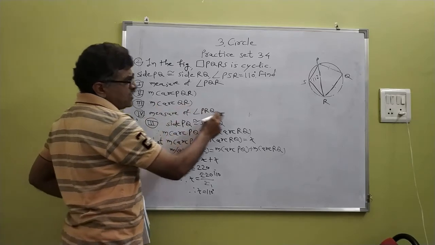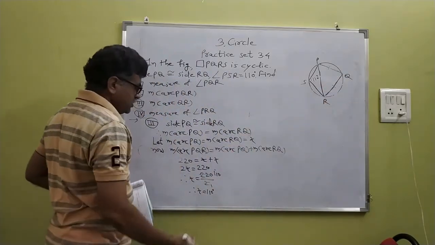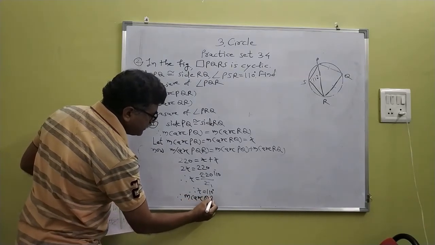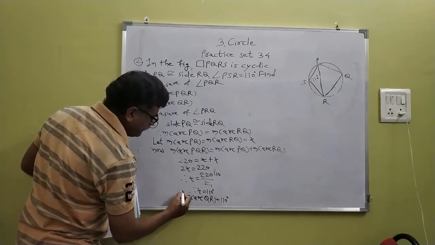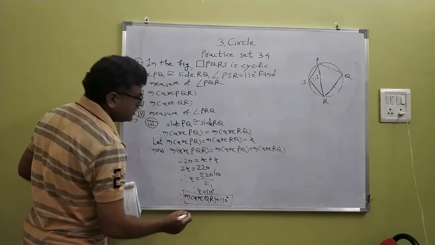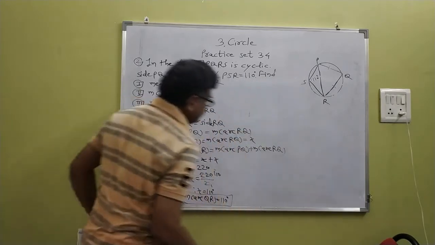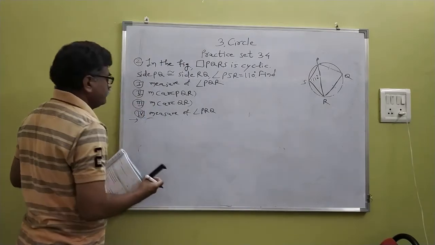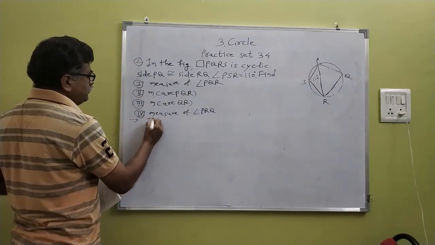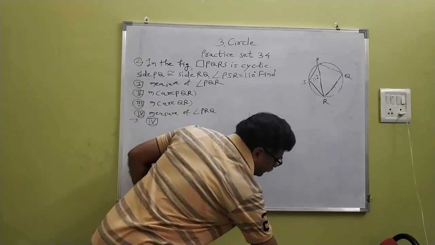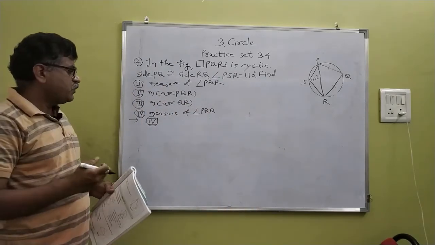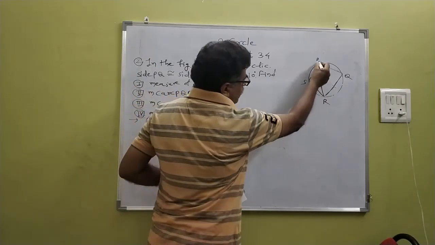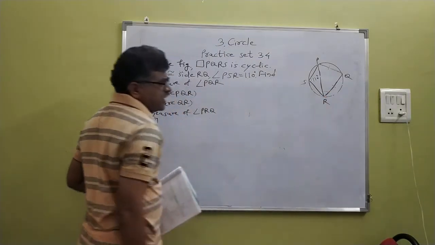Now X is equal to 110. Therefore, the measure of arc RQ is equal to 110 degrees. This is the third. And number 4, the measure of angle PRQ. We have to find the measure of angle PRQ.